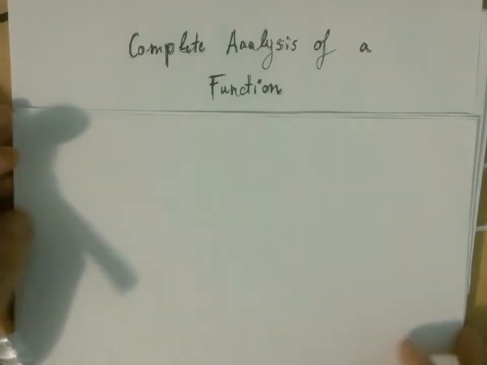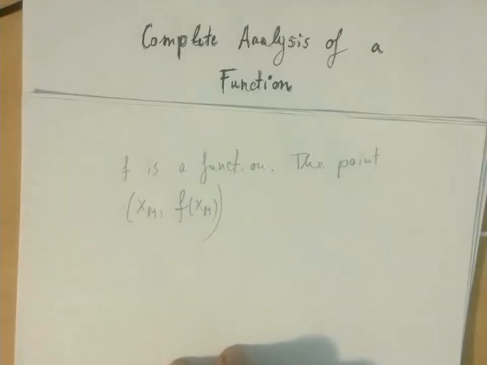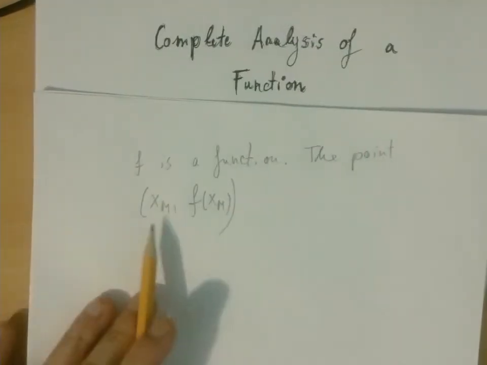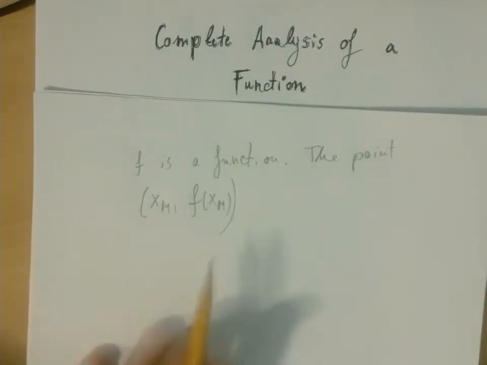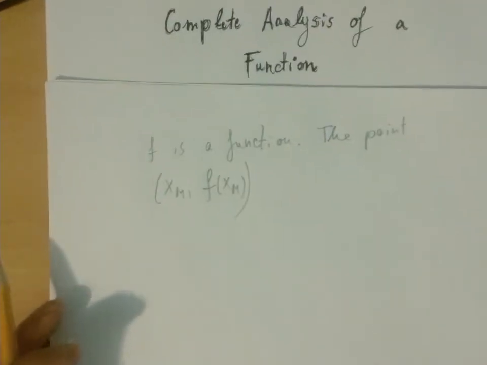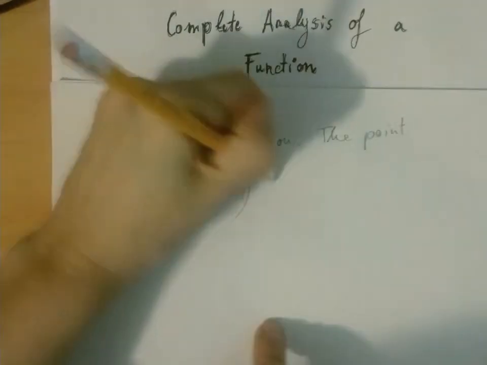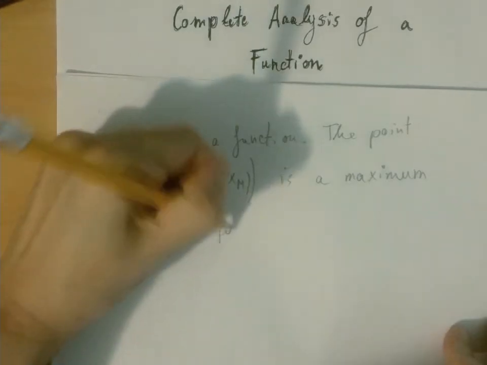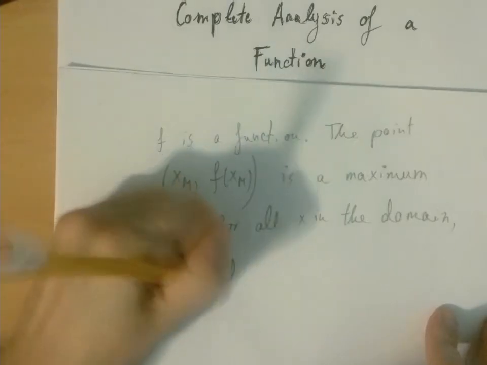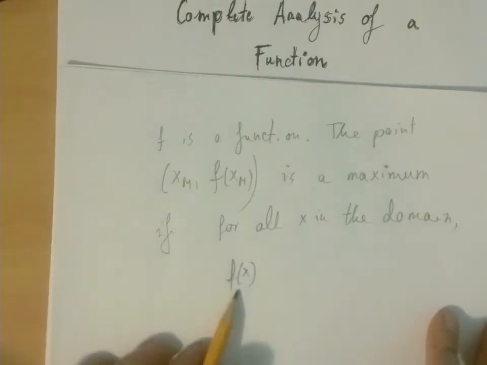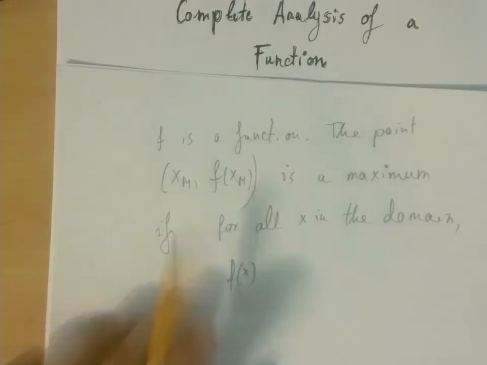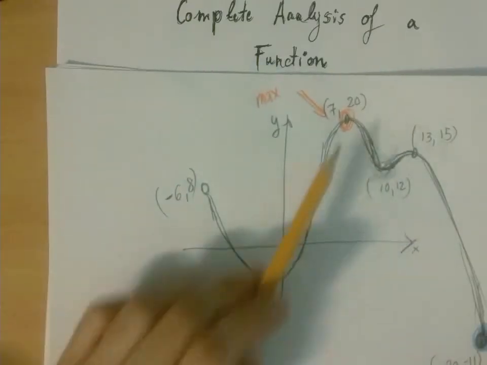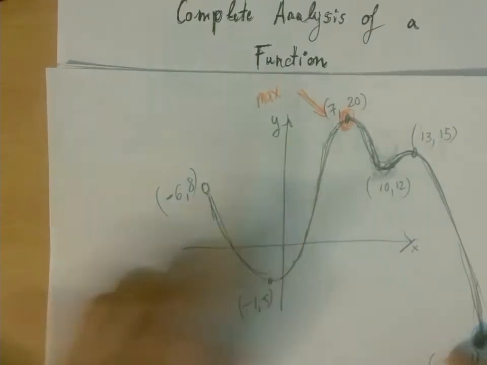Okay. Suppose that f is a function. The point, so this is a point on the graph, right? This is the x coordinate and this is the y coordinate, and m is for maximum. I usually capitalize for maximum, lowercase for minimum. The point xm, f of xm is a maximum if for all x in the domain, f of x, so these are all the other x values, right? For this point to be a maximum, back to the picture, that means that this has the highest y value, right?